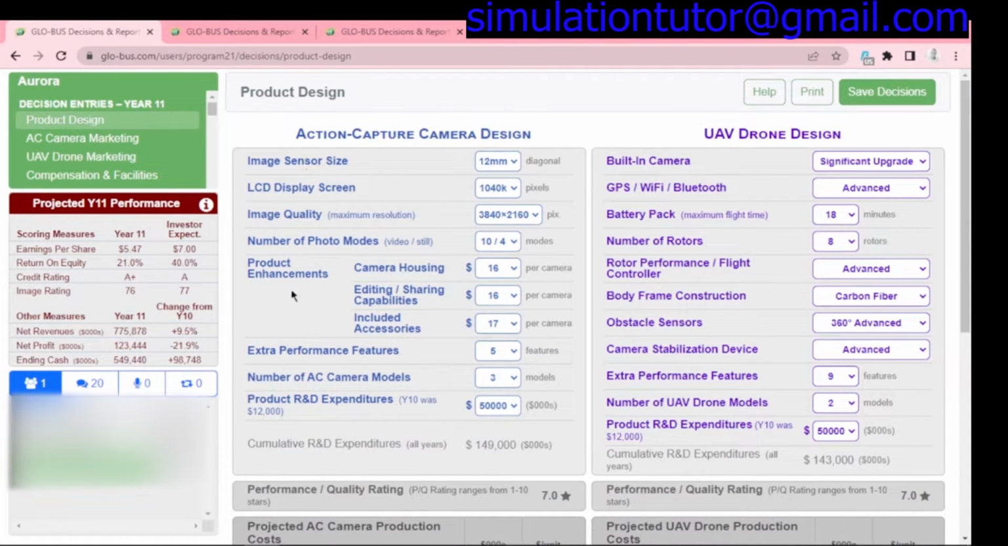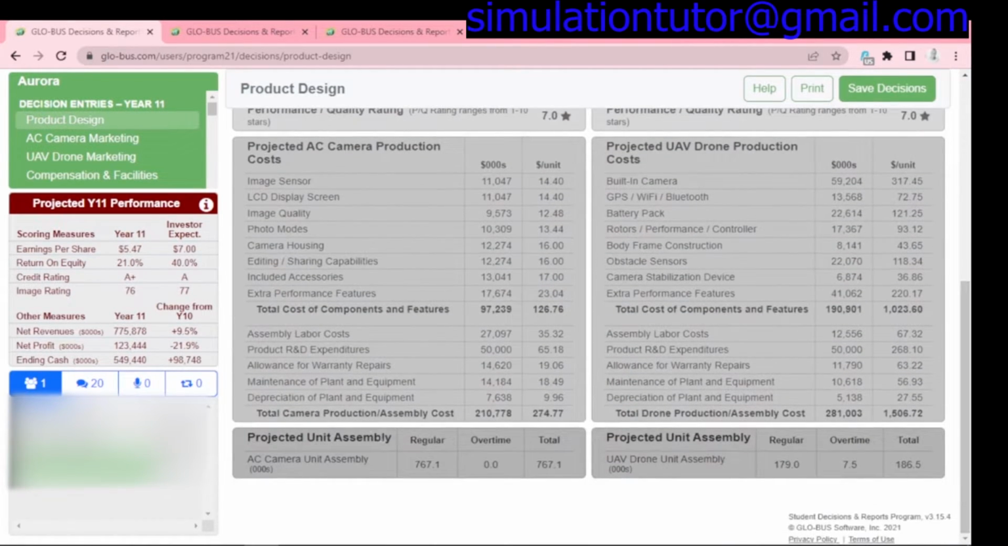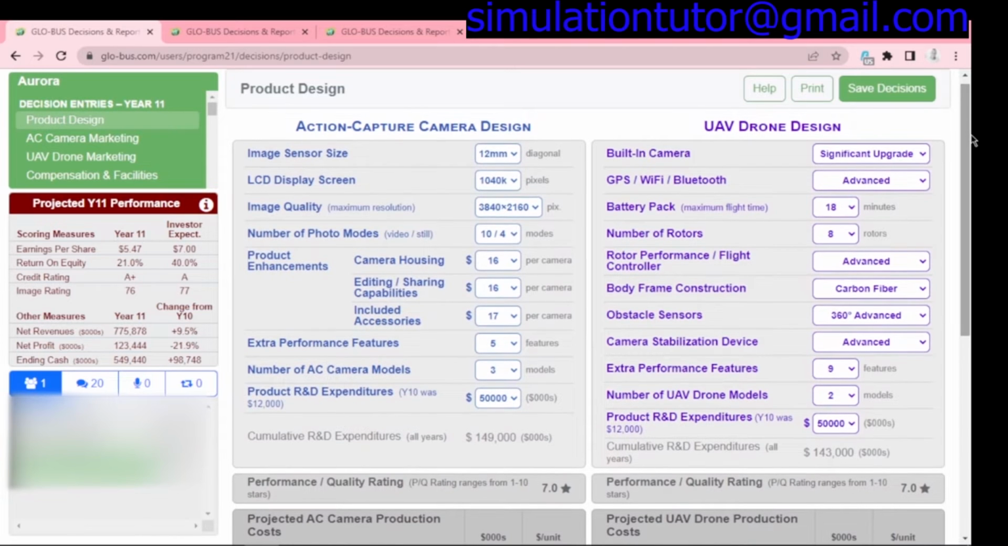So the product enhancement decisions are always cheaper compared to other decisions like the image size, the LCD, and the image quality when you are trying to establish your PQ rating, because remember, you always want to go with the combination that gives you the lowest total camera production assembly cost for the camera and the drone. You want the lowest assembly cost for both the camera and the drone design. So having maxed up the product R&D expenditures, I can kickstart the decisions.